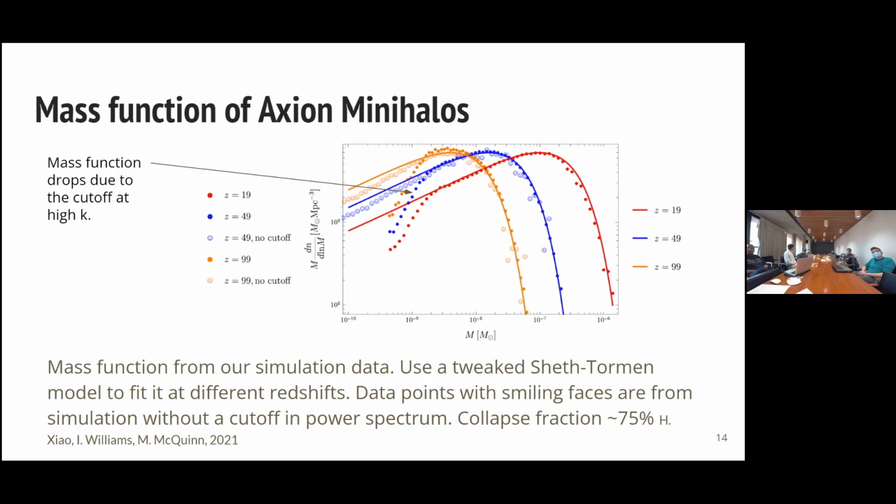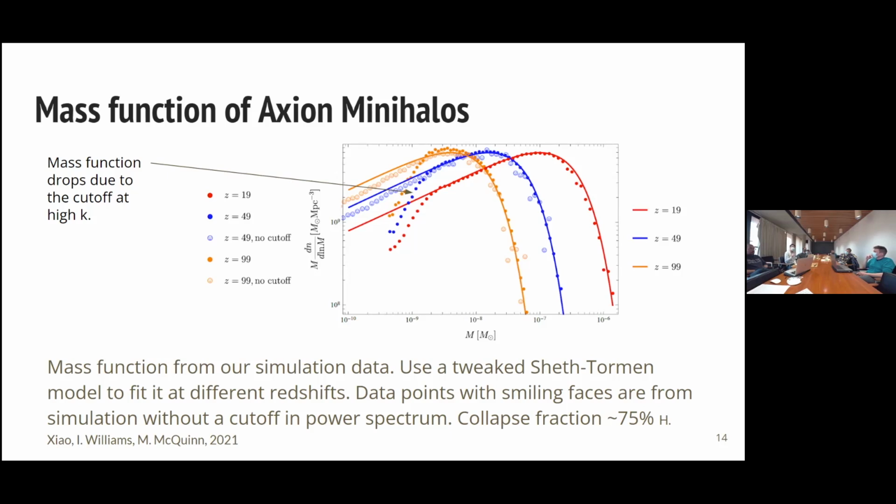Sorry, how big was your box? The box is 50 parsec. But what is the nonlinear scale at redshift 19? Okay, good question. It's still linear at redshift 19. 50 parsec is linear at redshift 19? Yes, 50 parsec is still linear at redshift 19. And actually, I have a slide to show you later.